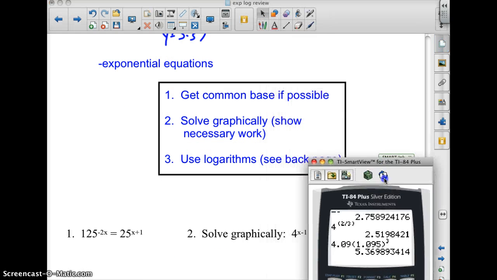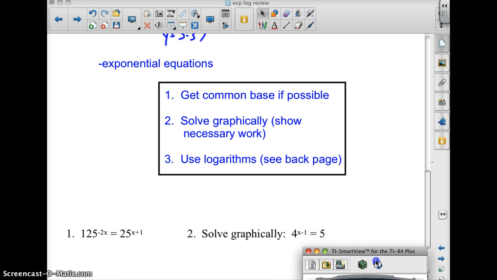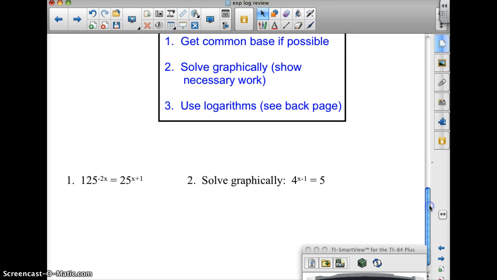Exponential equations. Okay, this is where you have the variable exponent. Now get a common base if possible. That is the easiest way to solve an exponential equation. You can solve graphically, where I let y1 equal one side and y2 equal the other side, and show the necessary work, which means like all the table settings and everything else that you use. Or you can use logarithms, which we'll get to on the next page.